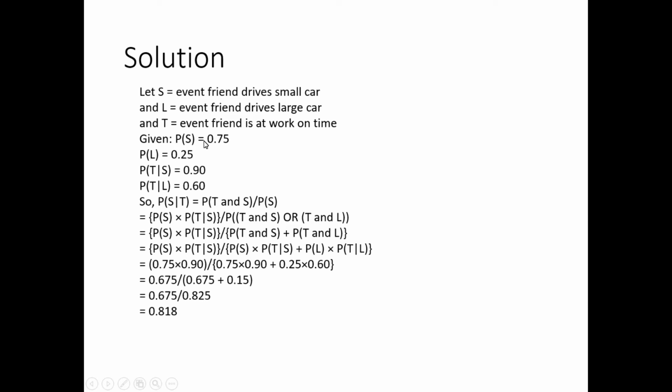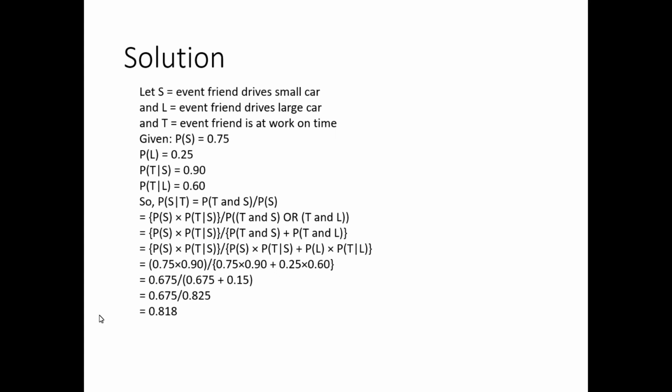So we were told the probability of driving the small car was 0.75. That's where the 0.75 comes from. Then we were told the probability that he's on time when he drives the small car is 0.9. That's where this 0.9 comes from. The top of the equation is 0.75 times 0.9, the probability of being on time when you drive the small car.